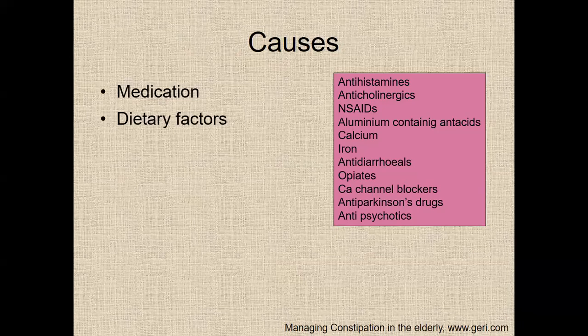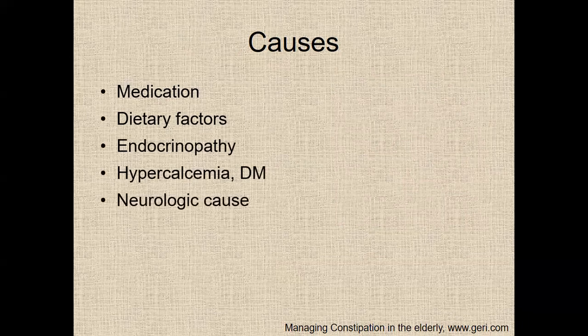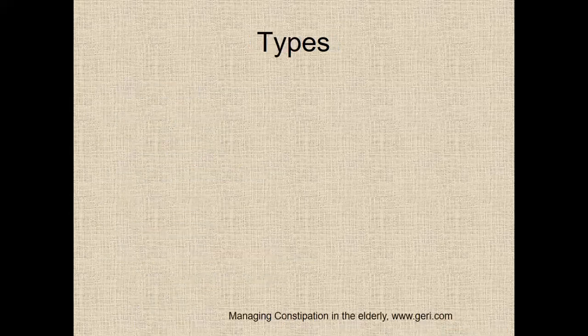One is the physiological cause, which is actually the gut slowing. The other causes would be medications like antihistamines, anticholinergics, NSAIDs, iron, antidiarrheals, opiates, calcium channel blockers, anti-Parkinsonisms, and antipsychotics. These are all medications which can cause constipation. So you need to carefully review the medications. Dietary history is also very important. If there is an endocrinological cause, hypercalcemia, neurological problems, anal diseases or structural problems, all of these can contribute towards constipation.